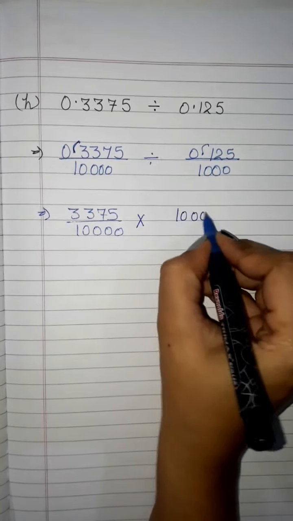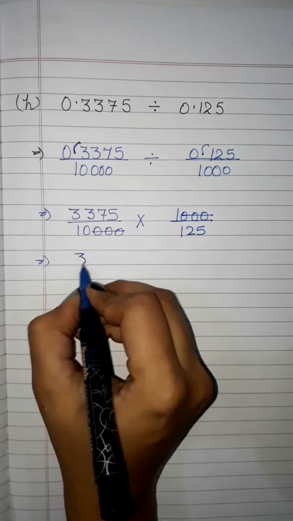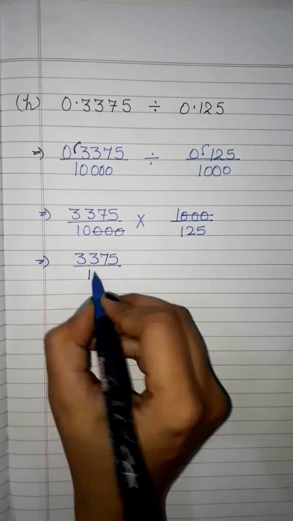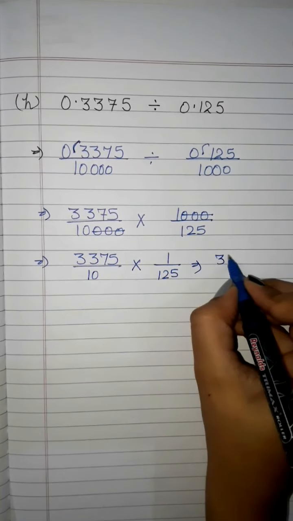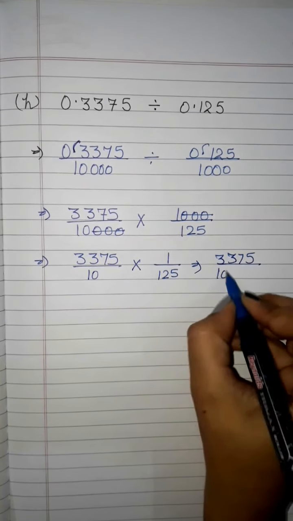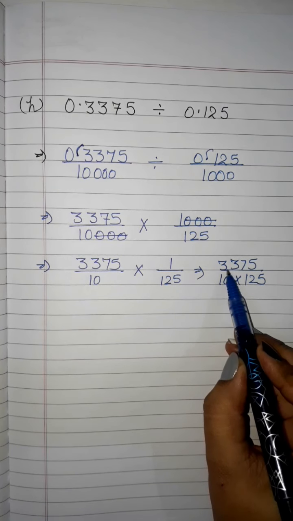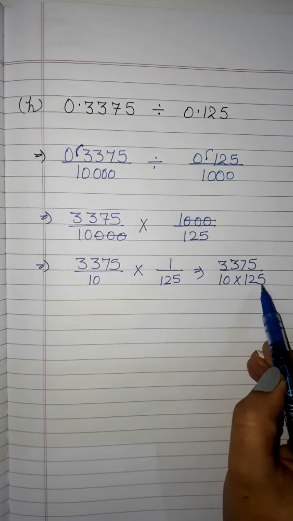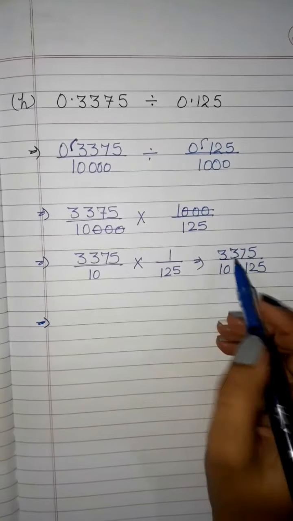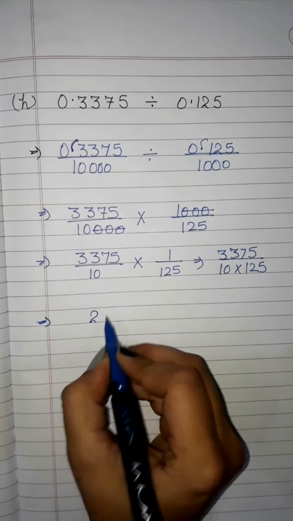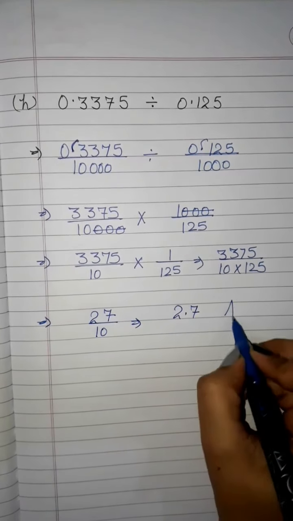Now reciprocate this side. It will become 1000 upon 125. Now 3 zeros we can cut. Now the question is 3375 by 10 into 1 upon 125. That means 3375 by 10 into 125. Now we can write like this. Now children, 3375 divide by 125. You can divide like this. So what you get? 27. So when we divide this by 125, we get 27 and still 10 is over there. So 2.7 is the answer.